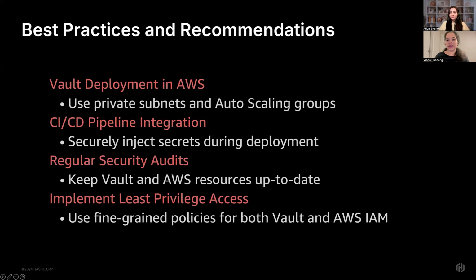Amazing. Now let's look at some of the best practices and recommendations. So to get the most out of your Vault deployment in AWS, let's consider these best practices. The first one is deploying Vault in private subnets and using auto-scaling groups for high availability. The second best practice is integrating Vault into your CI/CD pipeline to securely inject secrets during deployment. The third one is conducting regular security audits and keeping both Vault and your AWS resources up to date. And finally, implementing least privilege access using fine-grained policies in both Vault and AWS IAM.